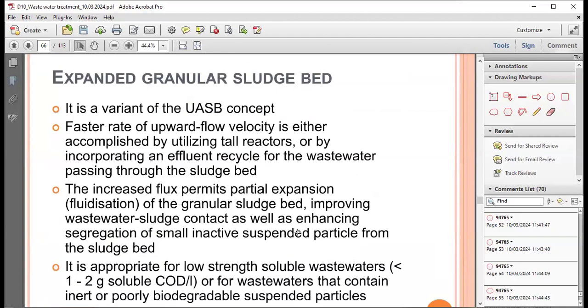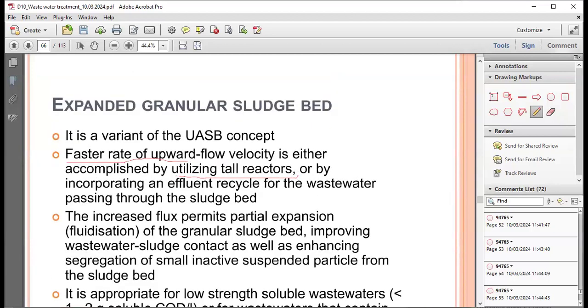Then expanded granular sludge bed. It is a variant of UASB, with a faster rate. This is a faster rate, a velocity accomplished by utilizing tall reactors. So here you can understand.